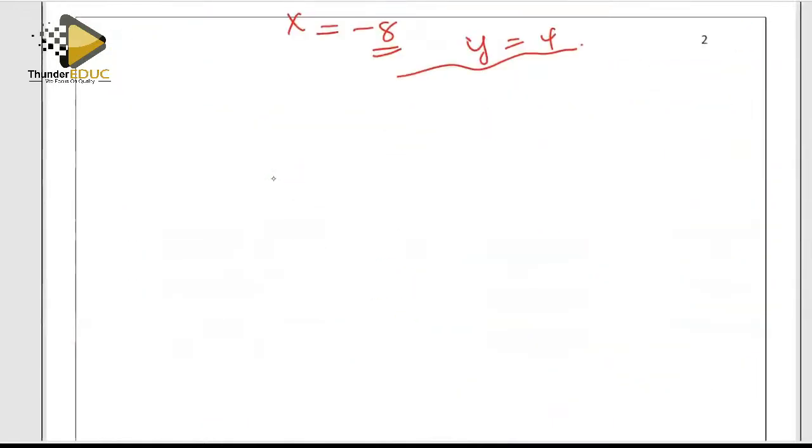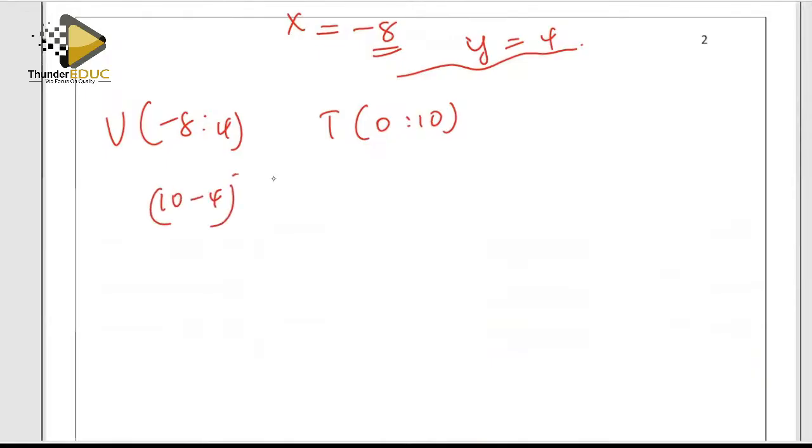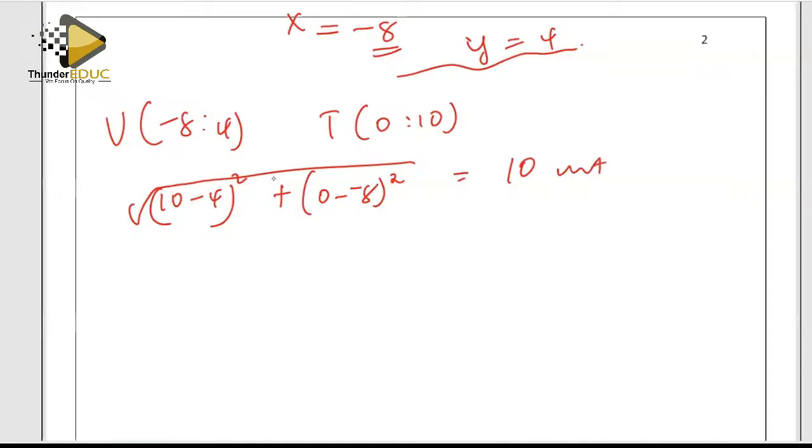Okay, so we said V is going to be (-8, 4) and T is (0, 10). So what is our VT? People with calculators, it's the square root of (10 minus 4) squared, if we use the distance formula, plus (0 minus 8) squared. So 10 minus 4 is 6 and 8, meaning that this is 10 units.